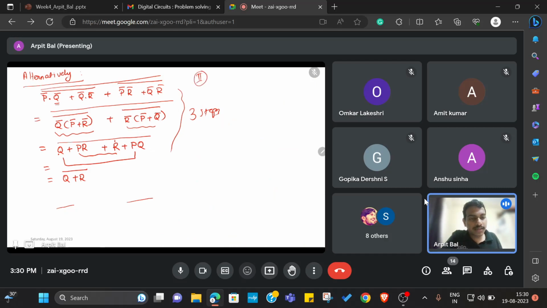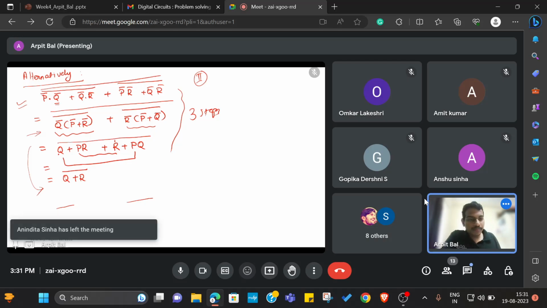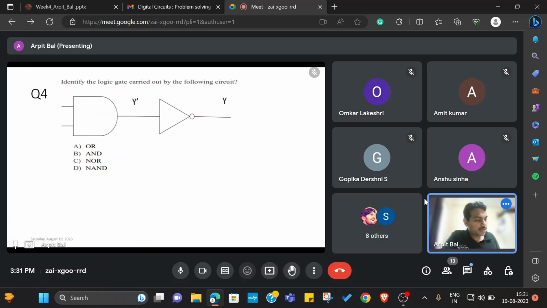So here we can see that the second method is so efficient, right? The major step was this one. Then the next step was basically taking terms common, and after that we got rid of all the complement terms, and then we arrived at the solution directly. No need to use De Morgan's law multiple times. We only used it once or twice. Okay, so let's move on to the next question.